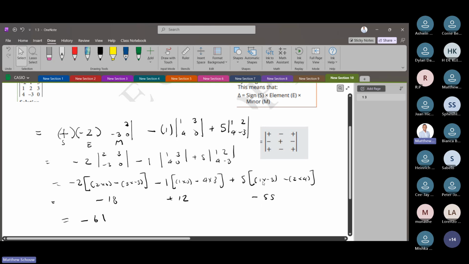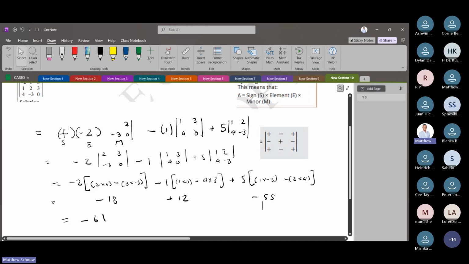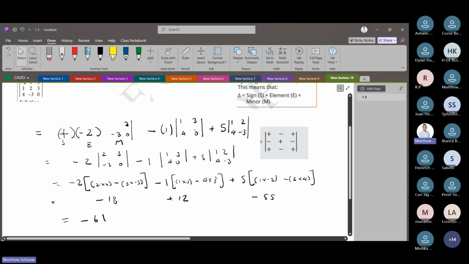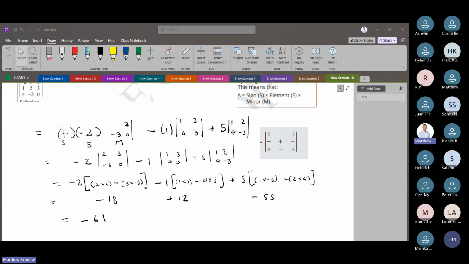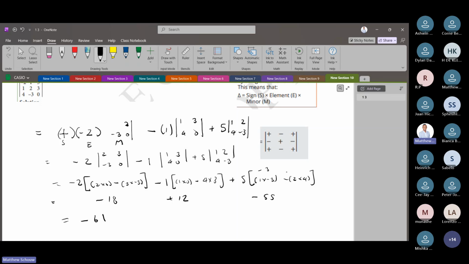1 times negative 3 is negative 3, right? And negative 3 is my determinant right there. Yeah, it's negative 3 minus 6, right? Oh, negative 8, sorry. That's negative 11. Are you guys with me? Negative 3, negative 8, that's negative 11. Negative 11 times 5 is negative 55. Okay, let me just check, yeah. Are you with me? Negative 3 minus 8.